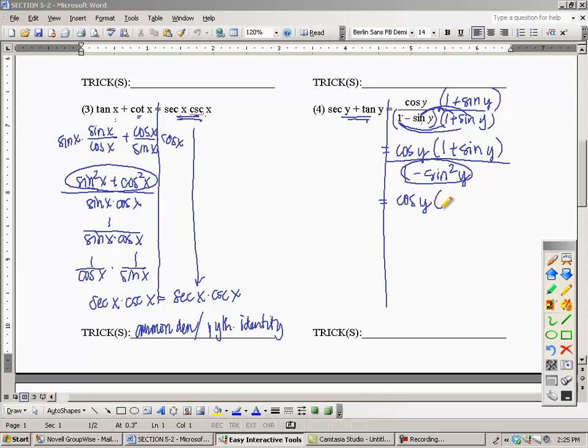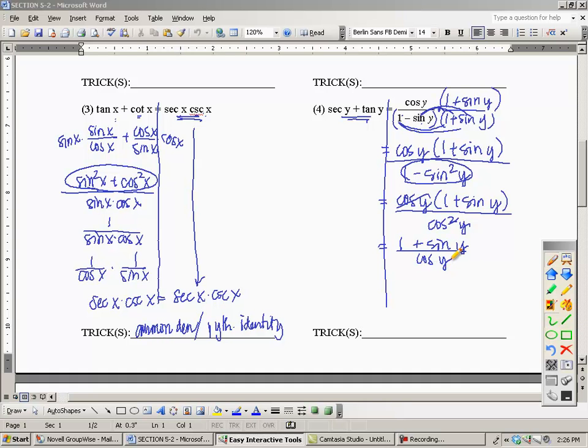All right, well, 1 minus sine squared by our Pythagorean identity is a cosine squared. So on the numerator, I still have a cosine times 1 plus a sine. Denominator, I use my Pythagorean identity to say this is cosine squared. Now hopefully you're kind of seeing, hey, maybe I can cancel out one cosine here with one of the cosines in the denominator. What that leaves is 1 plus the sine of y all over the cosine of y.